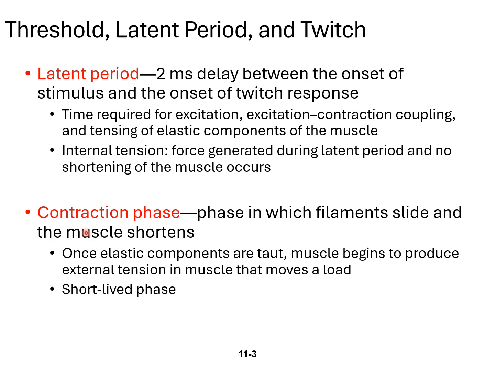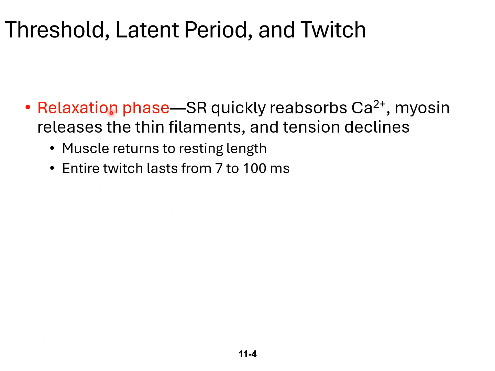Then it contracts during the contraction phase. This is where the filaments slide and the muscle shortens. Once the elastic components are taut, the muscle begins to produce external tension that moves the load. So that's the shortening of the muscle fibers and then moving whatever you're moving with that muscle. It's a short-lived phase because it can only shorten so much. Then it's going to relax. The sarcoplasmic reticulum quickly reabsorbs calcium, the myosin releases the thin filaments, the tension declines, and the muscle returns to its resting length.